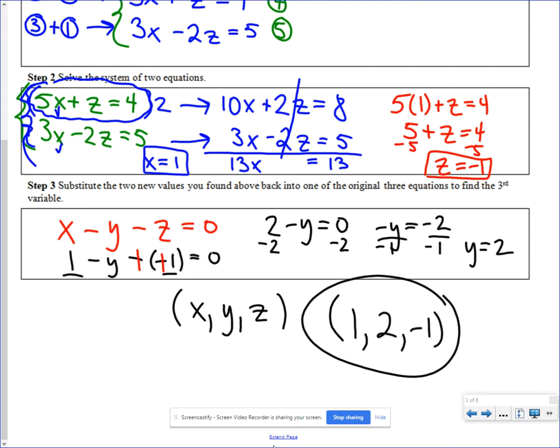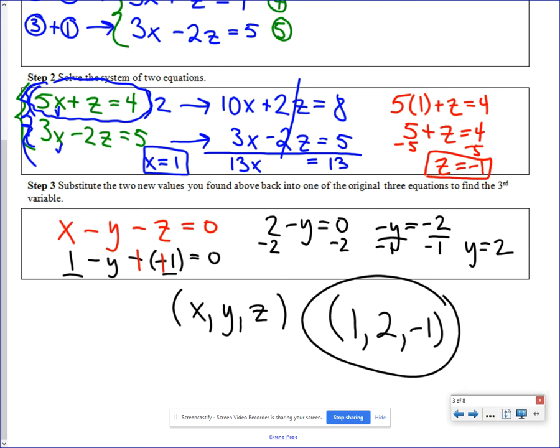Okay? This is three-dimensional space. It's 3D. That's why it has 3 dimensions. We're not going to try to graph these. These are difficult to graph. But if I were to graph these, they wouldn't be lines, they would be planes. And where the planes intersect would be this point right here, 1, 2, -1.